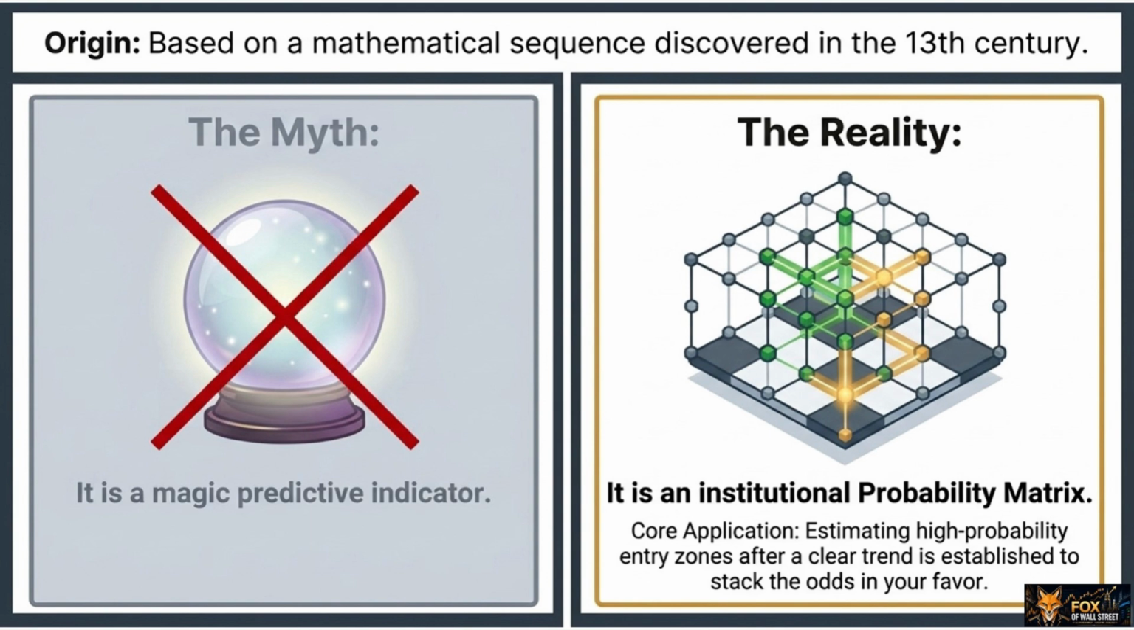So, Fibonacci retracement is our absolute go-to tool for identifying potential support and resistance zones during market pullbacks. Now, it's actually based on this mathematical sequence discovered way back in the 13th century, but listen, here is the most important thing you need to grasp right out of the gate. Institutional traders, they do not use this as some magic crystal ball or predictive indicator. Nope, they use it as a probability matrix. As swing traders, we use it to estimate high probability entry zones right after a clear trend has been established. It is all about stacking the odds in your favor.